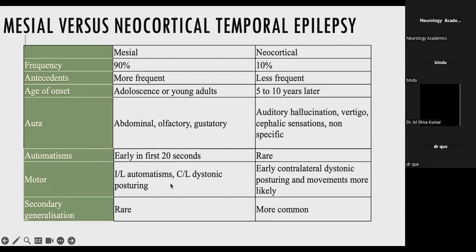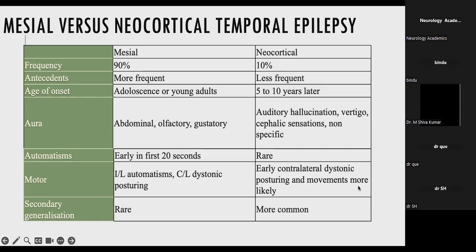Regarding motor manifestations of mesial, as we know, TLE comes under hypomotor seizures. But patients will have motor manifestations in the form of ipsilateral automatisms or contralateral dystonic posturing. This is due to propagation. And the motor features of neocortical are early contralateral dystonic posturing and movements. It can also be due to secondary spread or rapid spread.